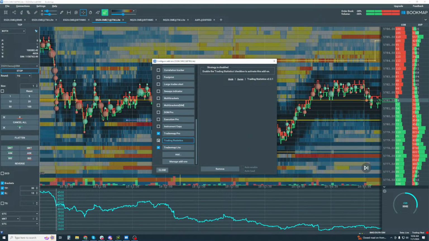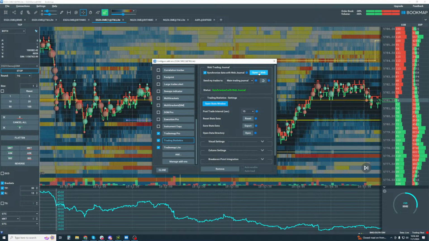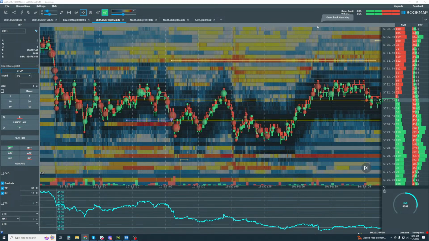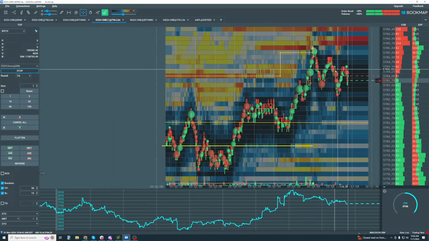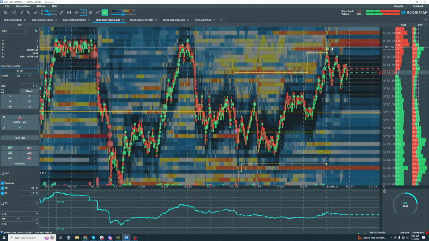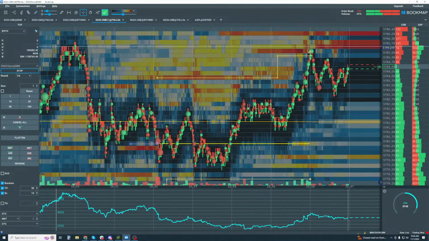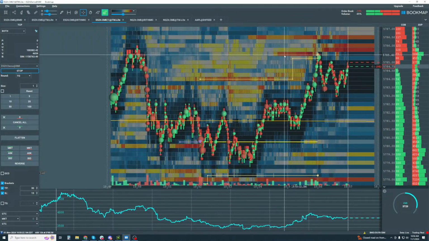Make sure that you have your trading statistics. Yeah, it sucks. It's not documented in here, but make sure you have your trading statistics check mark so you'll get something out of that, and you get it in your trading journal. Okay.